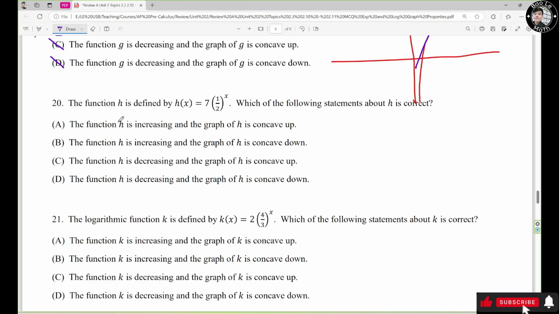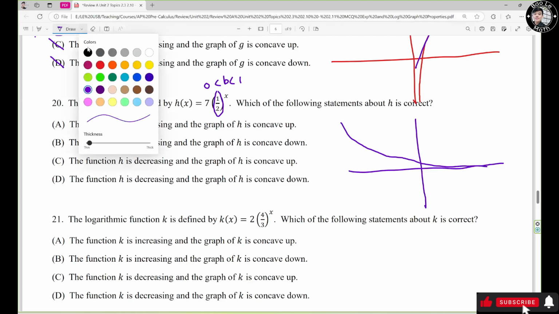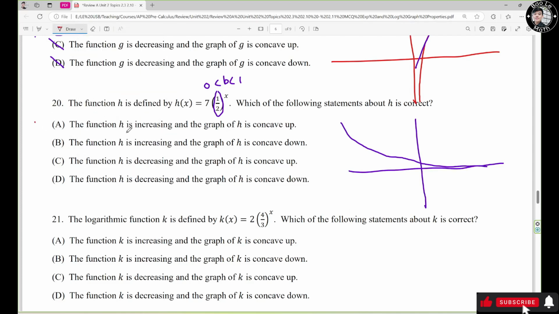Now question 20. The function h is defined by h of s equals 7 times 1/2 raised to the s, right? So we need to get this one first, right? Because b right here is less than 1 but greater than 0, right? So this is exponential decay function. So it could be something like this, right? Now the answer choice A. The function h is increasing. No, this is decreasing, right? Because you draw the tangent line, we see that the slope of the tangent line is negative, right?